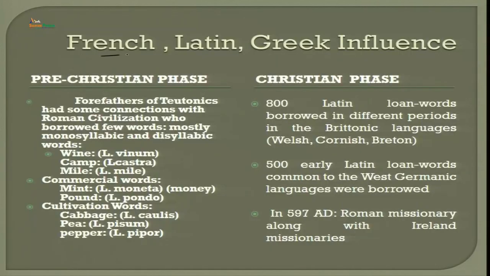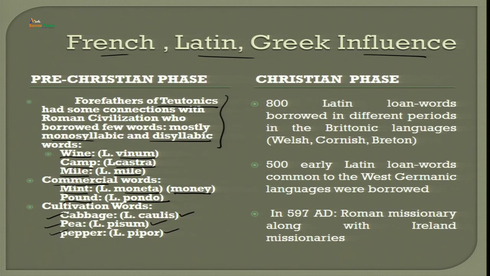Now here is the French, Latin and Greek influence. You can see the pre-Christian phase. I have already told you about these Teutonics. These three tribes were there, Angles, Saxons and Jutes. And then further, you know how they led about a change in this. Now I've incorporated these words: wine, vinum, camp, castra, mile. Then we have mint, montana. Some commercial words were there, some monosyllabic and disyllabic words. Then we have money, pound, pondo, cultivation words. For cabbage, nowadays we use cabbage, that is caulis, pea, that is pisum, then pepper, piper. So this is the pre-Christian era, okay?